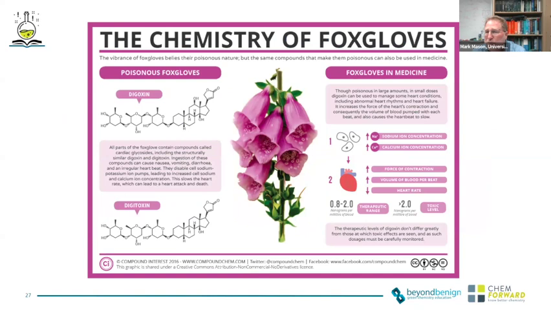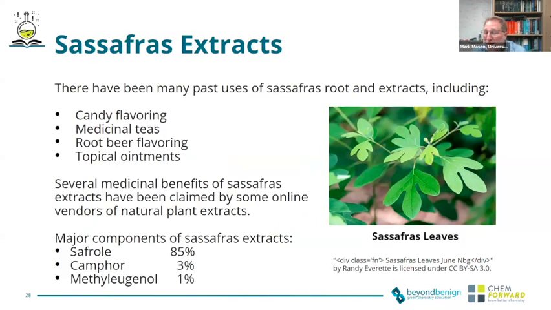Here's a nice example if someone wants to go into more detail, for instance, using foxglove, which I actually have in my gardens at home. Sassafras is another great example. Sassafras, the main component at the bottom there is safrole, 85%. Camphor and methyl eugenol, 3% and 1%. And this, of course, used to be used in root beer with natural flavorings. And you can still go online and buy sassafras extracts from Etsy and all kinds of places. Some of them are safrole free, and not a lot of them say that they're safrole free.